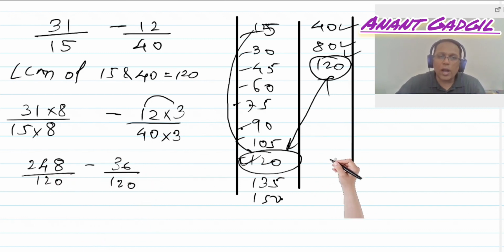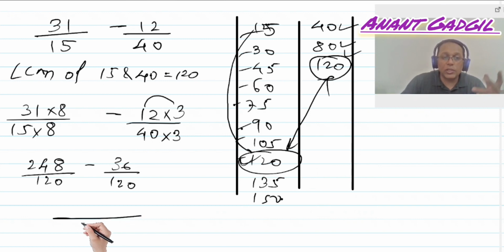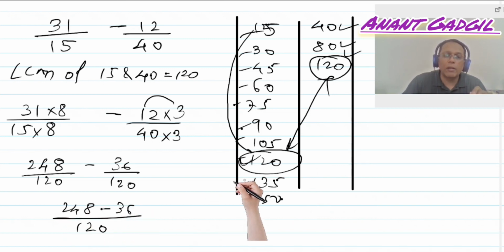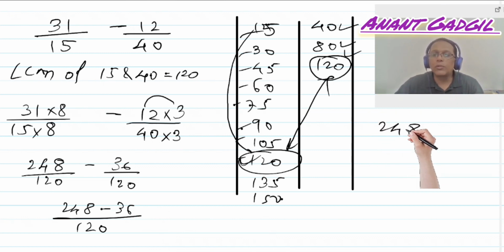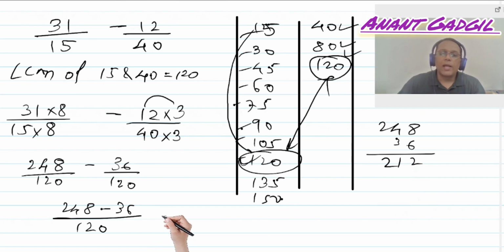Now I am going to subtract. Now see the denominator is the same. So it becomes very easy, right? 248 minus 36. So I am subtracting 248 minus 36. I am getting the answer 212 by 120.